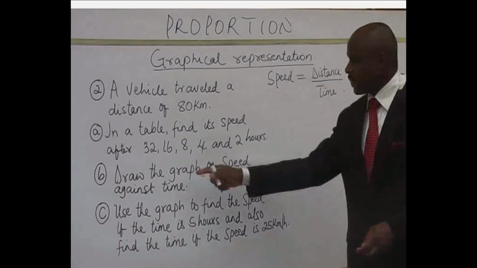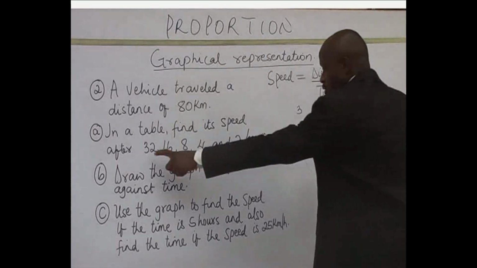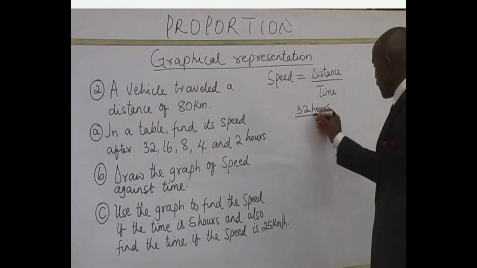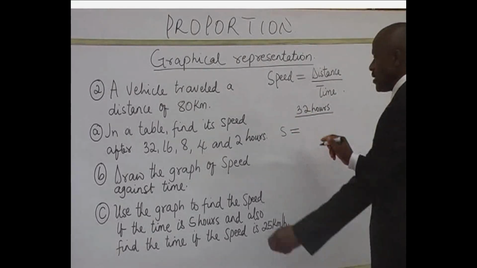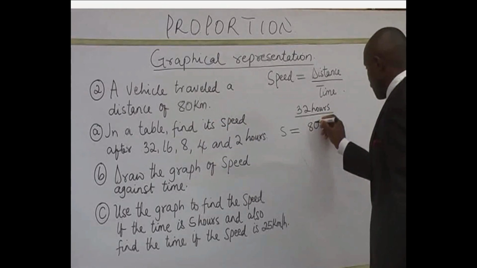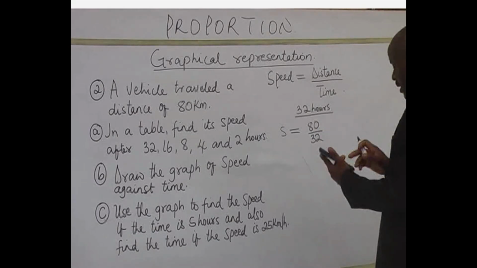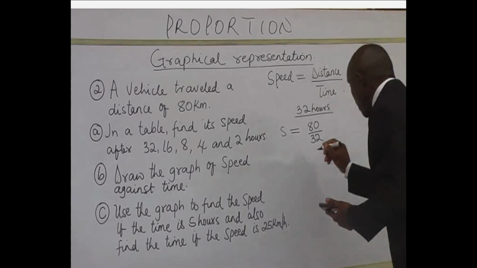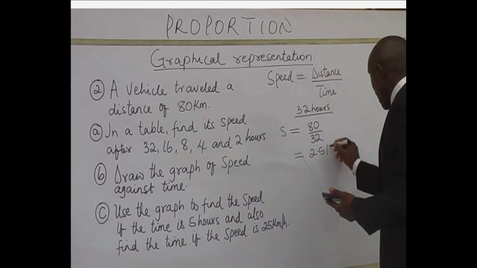Speed for 32 hours time. Let S represent speed. S is equal to distance, which is 80, all over time, which is 32. Let's use the calculator. 80 divided by 32 is 2.5. So we have 2.5 kilometers per hour.